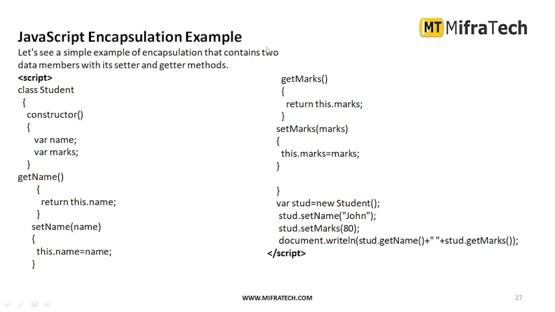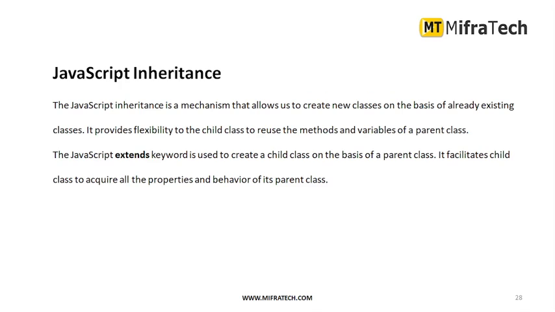written and read, where stud is equal to new Student, stud dot set name John and set marks 80. When we display the output, the marks and the name will be displayed.